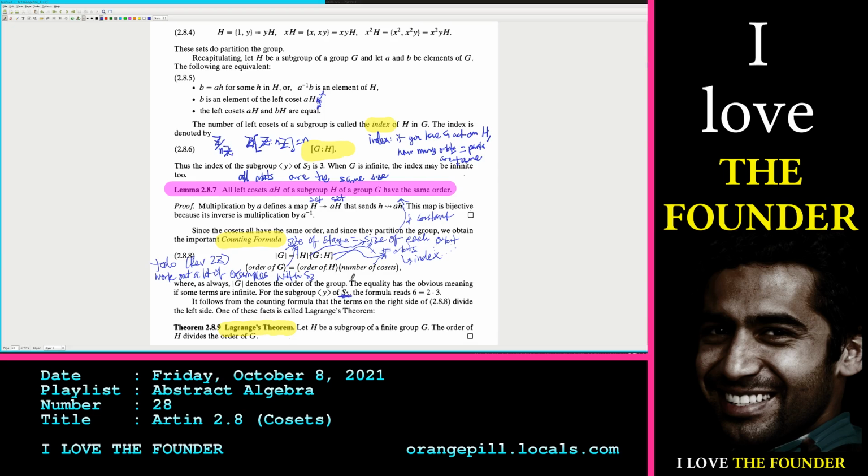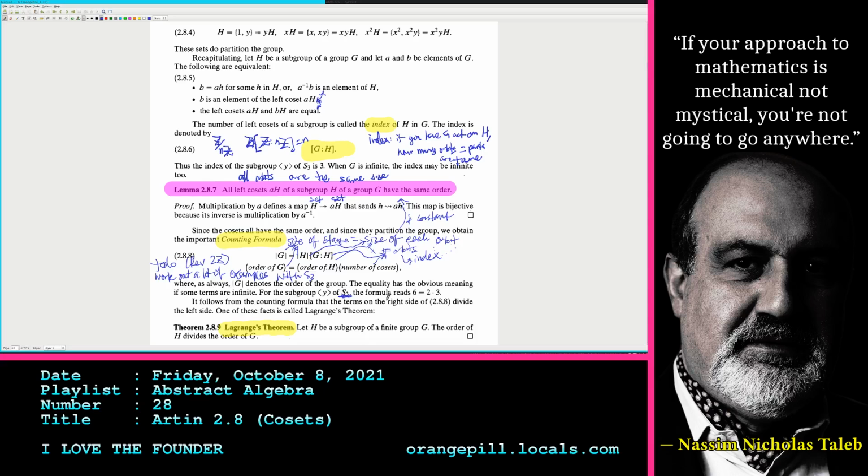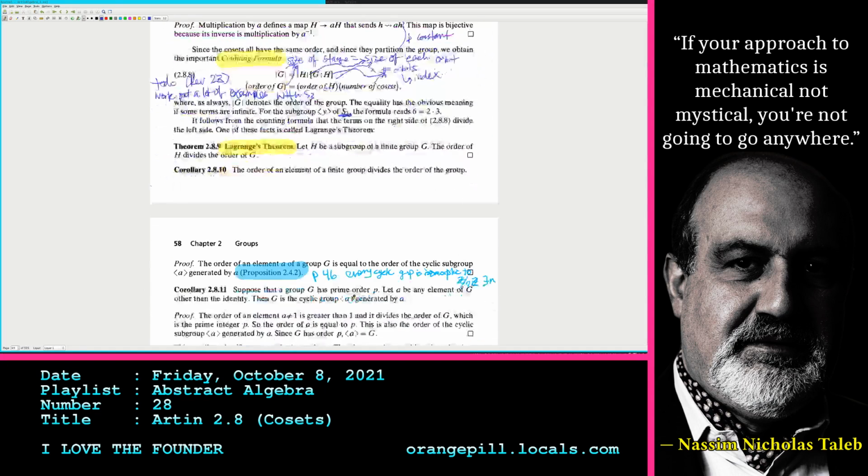Anyway, it follows that the number of orbits is the size of the stage divided by the size of each orbit. And then the corollary of that, because you can do this with any subgroup, is that the order of any subgroup divides the order of the group.